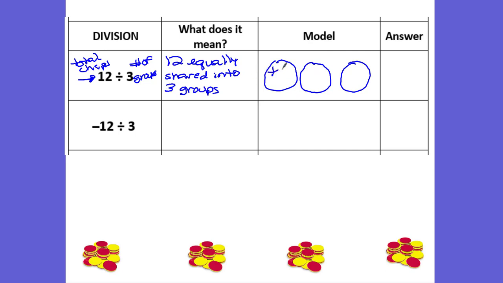So I'm going to go 1, 2, 3. I'm just going to continue sharing them equally into each group. 4, 5, 6, 7, 8, 9, 10, 11, and 12. So now I have shared my 12 positive chips equally into 3 groups. So each group gets how many chips? Each group gets 4 positive chips. So that is your answer. 12 divided by 3 equals 4.